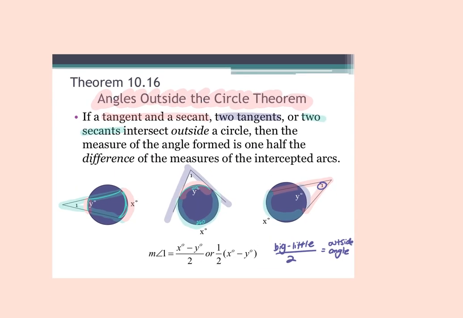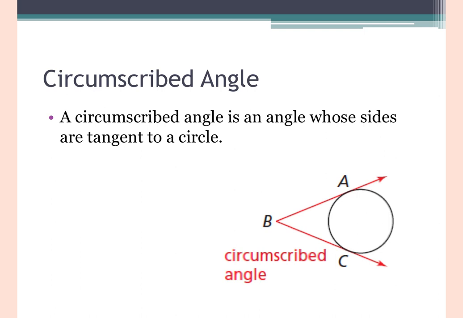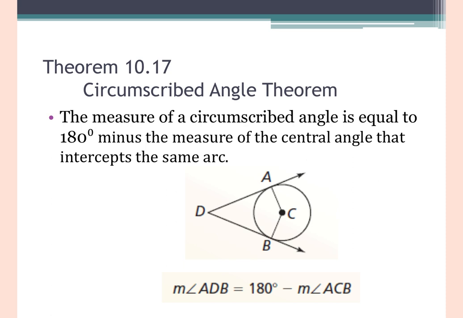A circumscribed angle is an angle whose sides are tangent to the circle. So that's the one we're just talking about. That ice cream cone angle, the bottom of the cone, is called a circumscribed angle. And the circumscribed angle theorem: the measure of the circumscribed angle is equal to 180 minus the measure of the central angle that intercepts the arc.